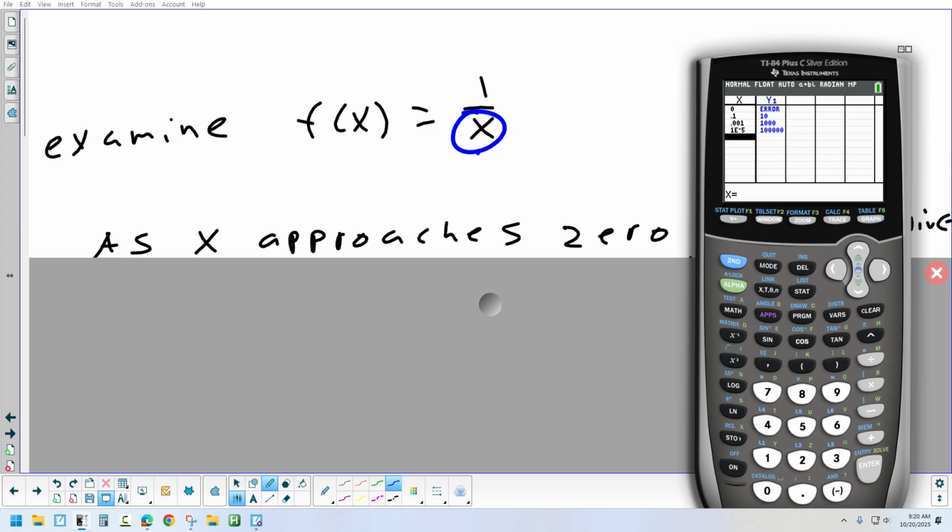What's happening as I get closer and closer to 0? What's happening to my y value? It's getting higher, right? I mean, now I'm up at 100,000. Okay? The closer and closer I get to 0, the higher and higher the y value starts to go. What do you think the y value is approaching?